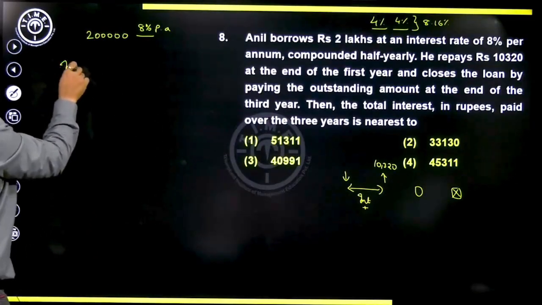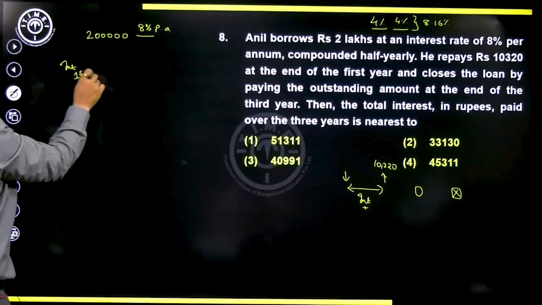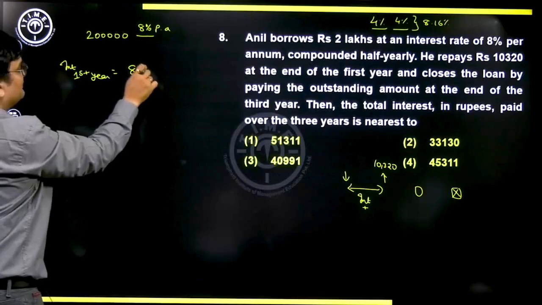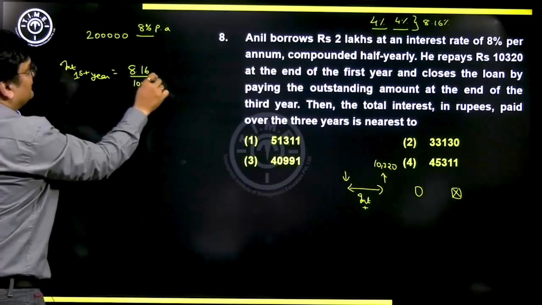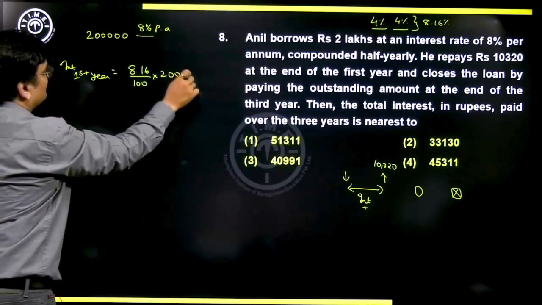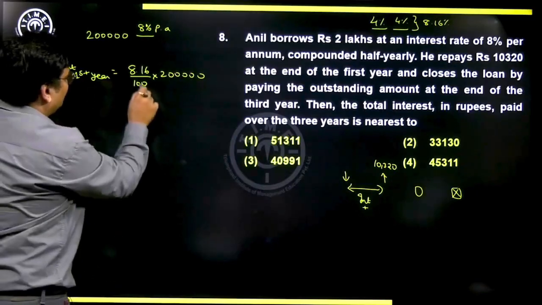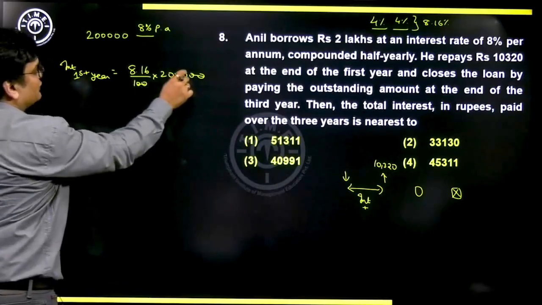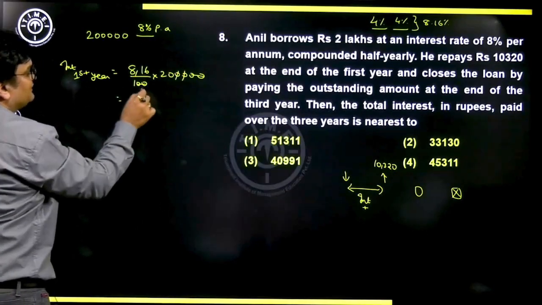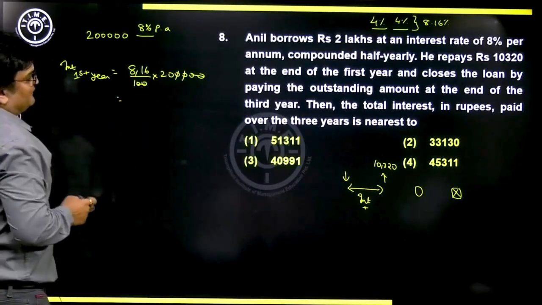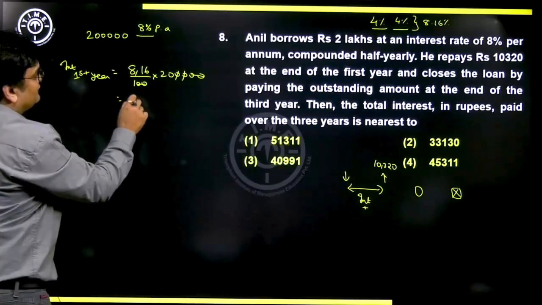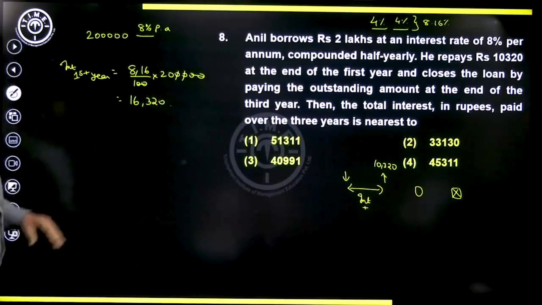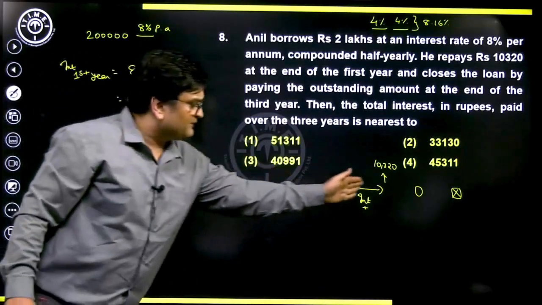So interest for the first year will be 8.16% by 100 into 2 lakh. Now let's simplify. Zeros will cancel out, 2 more zeros will cancel out, and we can cancel out the decimal. So 8160 into 2 is 16,320 rupees interest. That was the interest that accumulated in the first year.